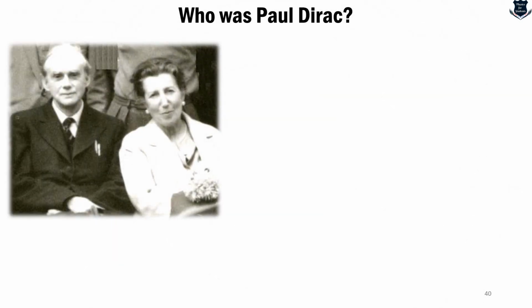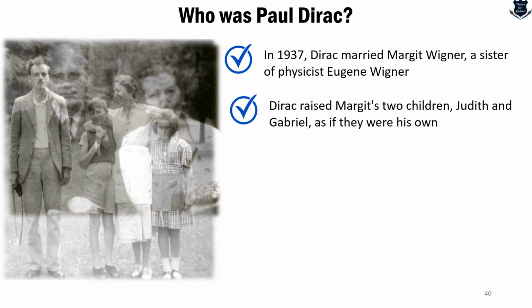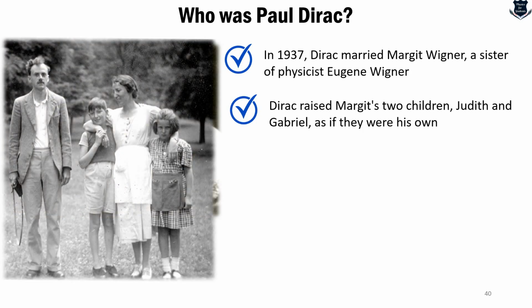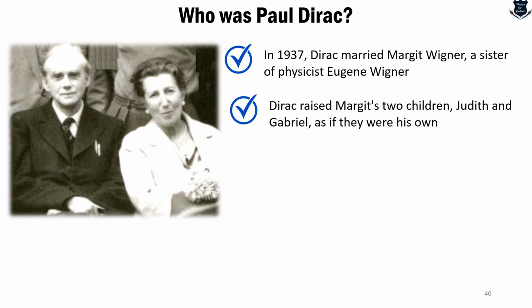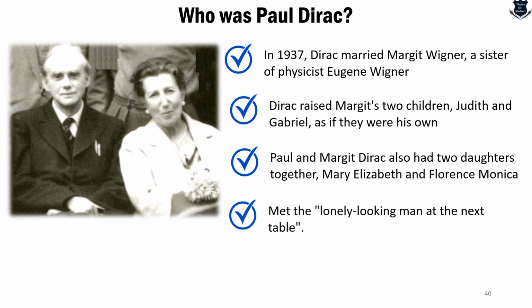In 1937, Dirac married Margit Wegener, a sister of the famous physicist Eugene Wigner, and a divorcee. Dirac raised Margit's two children, Judith and Gabriel, as you can see in the picture, as if they were his own. Paul and Margit Dirac also had daughters named Mary Elizabeth and Florence Monica. Margit, known as Manci, had visited Princeton, New Jersey, once in 1934 from her native Hungary, and while at dinner at a restaurant, she met the lonely looking man, who gave his name as Paul Dirac.